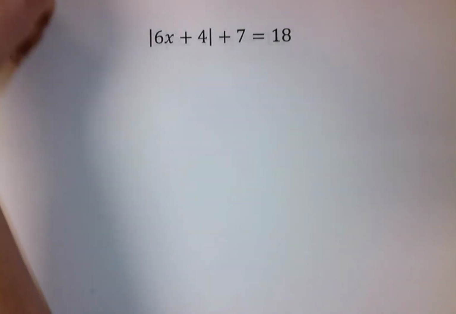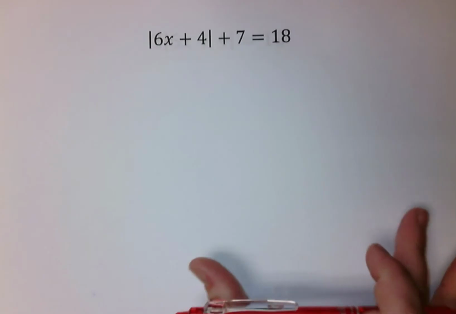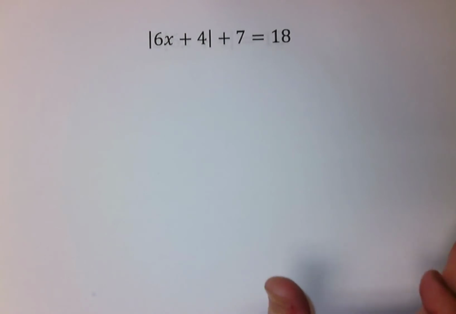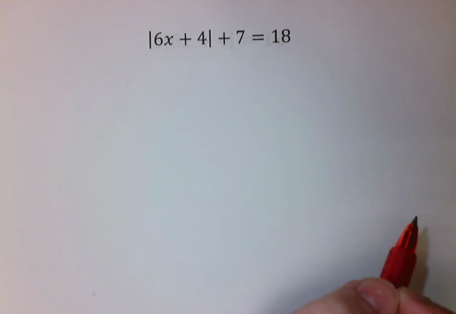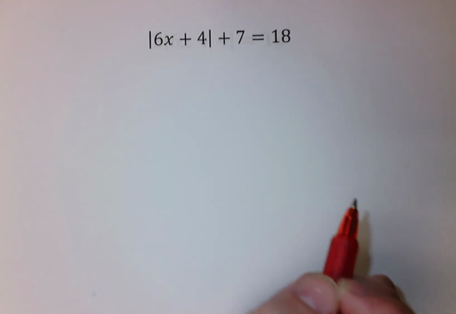All right, so last video we talked about solving absolute value equations when they were already isolated. So now we're going to solve them when there's something outside. The first thing we want to look at is getting the absolute value by itself.